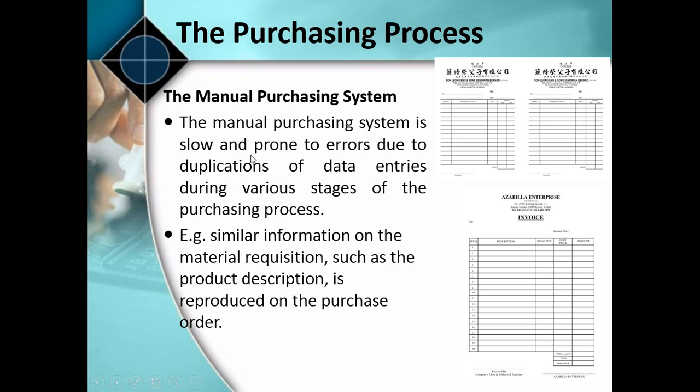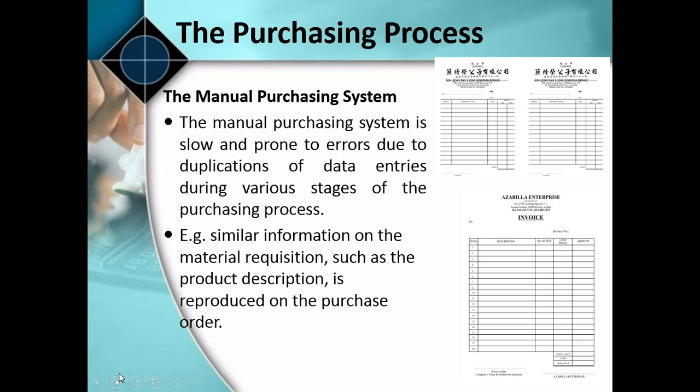Dia kata system slow and prone to errors due to duplication of data entries. Benda tu slow sebabnya kita kena salin balik guna tangan, handwritten. Salin, mungkin dalam satu form ni kena isi, form ni pun kena isi. Tu kind of manual purchasing system. Example, information on the material requisition, information tu kita dah tulis dalam material requisition bila kita request for material, tapi lepas tu kita kena tulis balik dekat purchase order. Benda yang sama. Tu kind of ada masalah dalam manual purchasing ni.